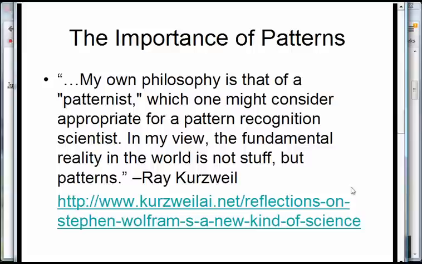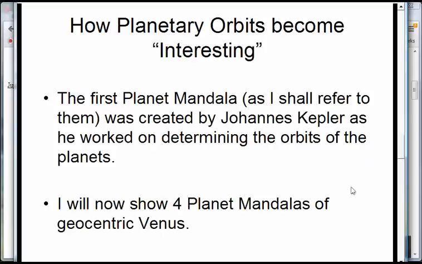So patterns are fundamental. Iterative processes creating complex patterns is right along the conceptual developments, the theoretical developments that are going on in many areas, whether it's the work of Stephen Wolfram or Ray Kurzweil or work in fractals. We see this a repeating theme of how iterative processes create complexity, and we'll see it again in our own solar system with the planet mandalas. So how do the planet orbits become interesting instead of boring ellipses?